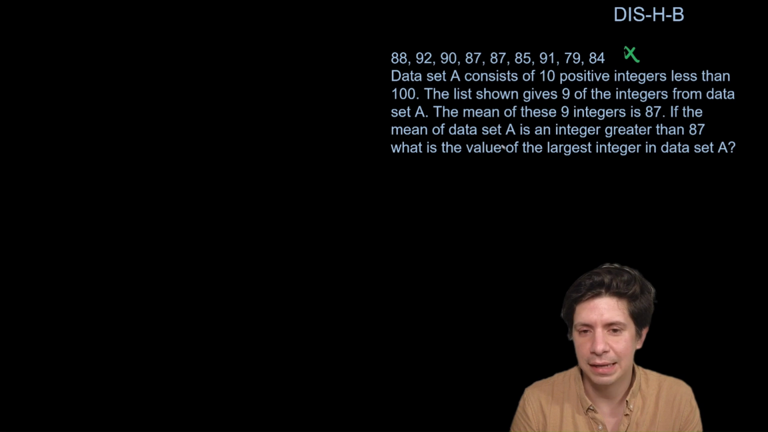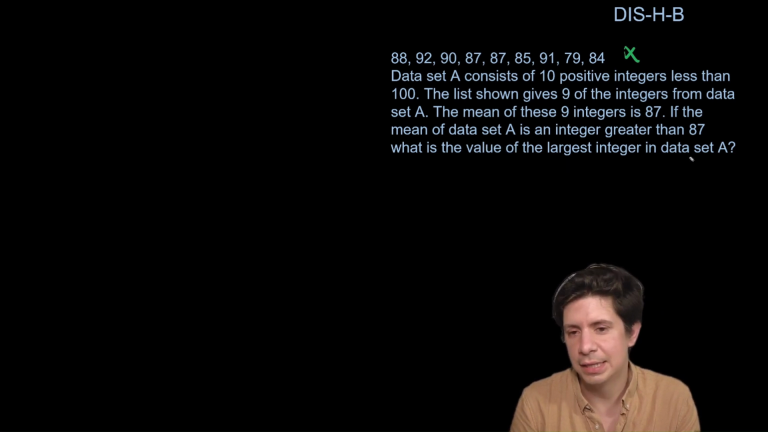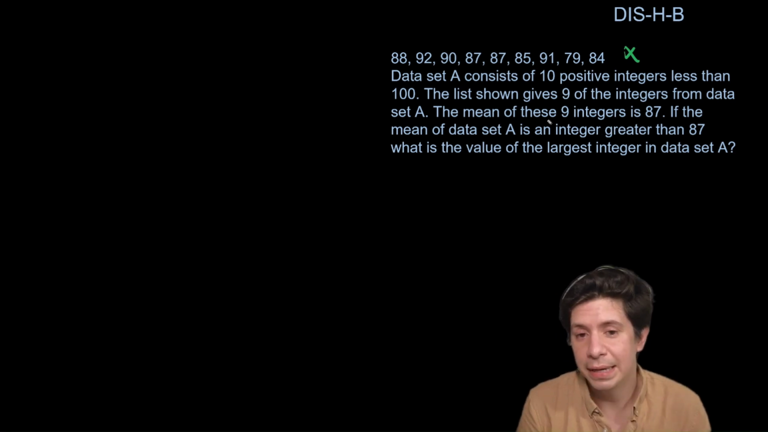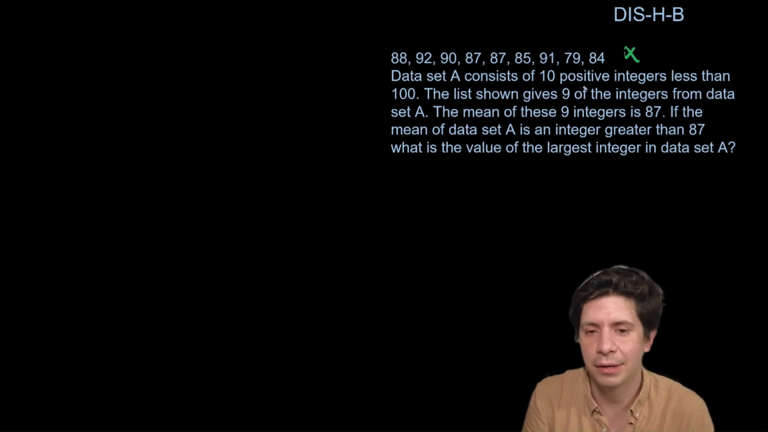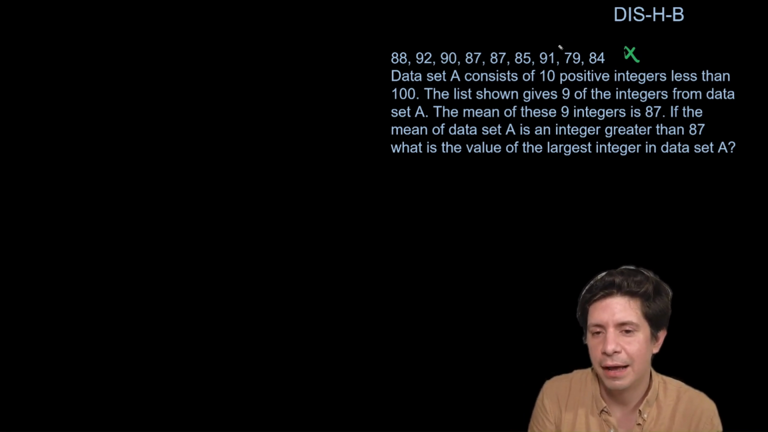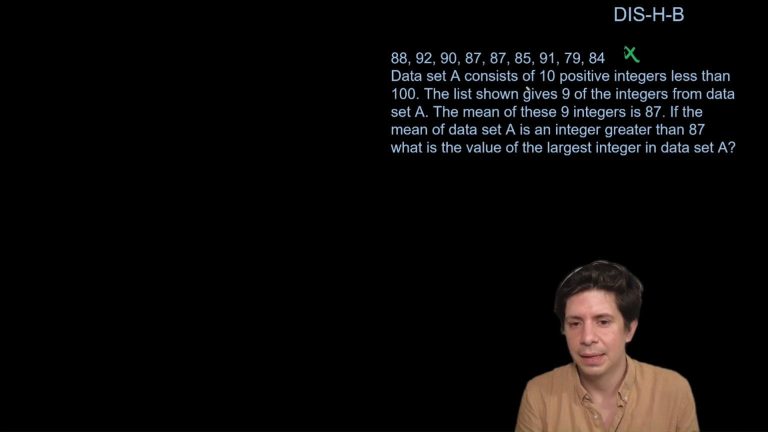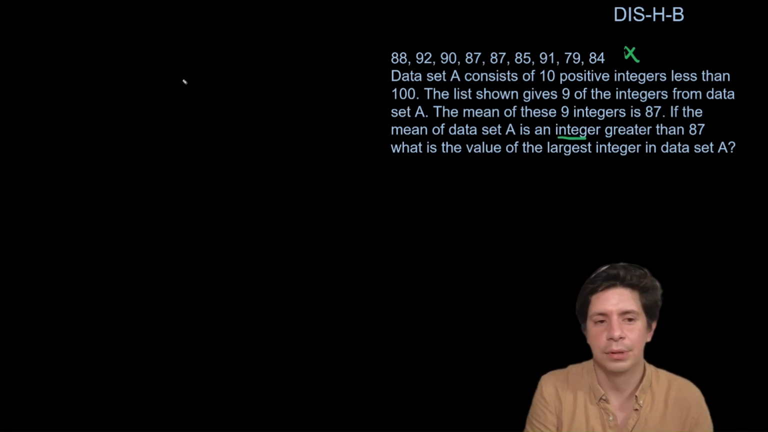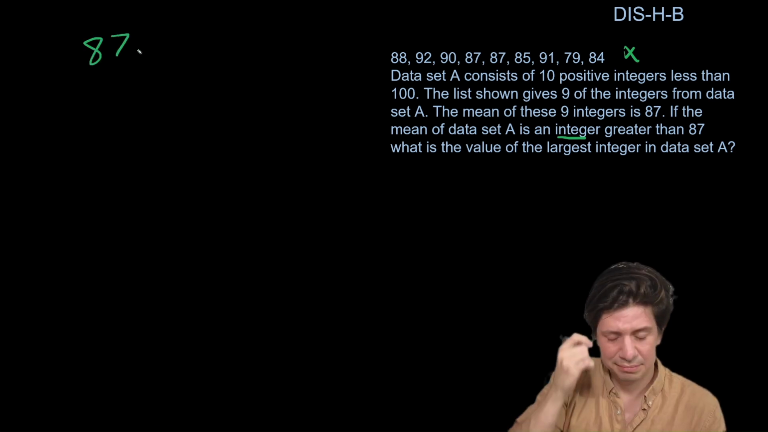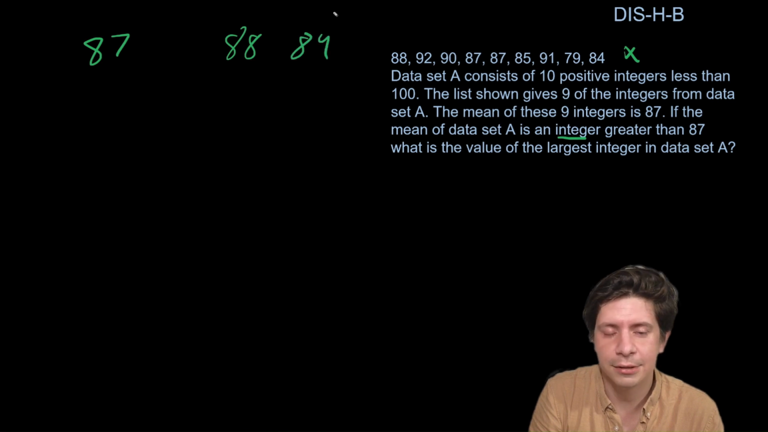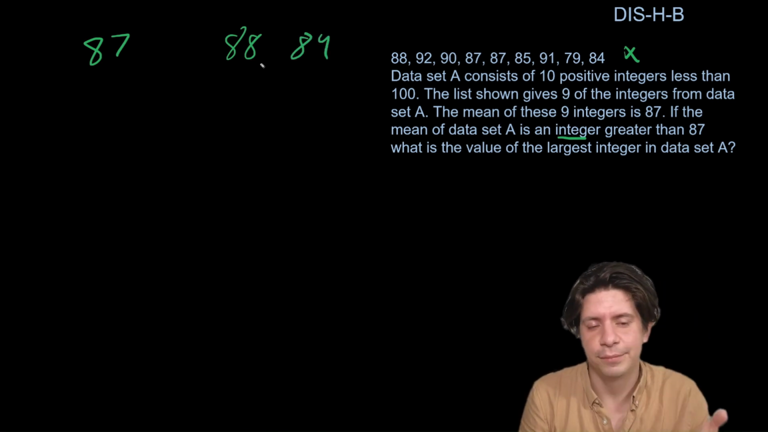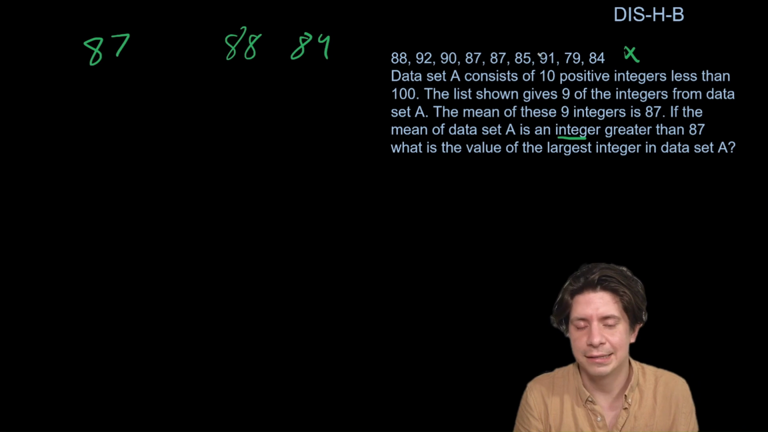If the mean of dataset A is an integer greater than 87, what is the value of the largest data point in the dataset? So the mean is greater. So X has to be greater than 87 to push the mean up from the 87 it's already at. It has to be less than 100, and it's an integer. So the current mean is 87. The new mean, we don't know what it is, but it could be 88, could be 89, could be any value above, but it wouldn't be above 100, right? Because X can't even be above 100.